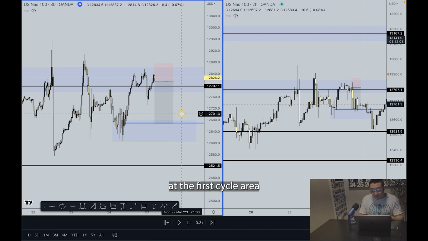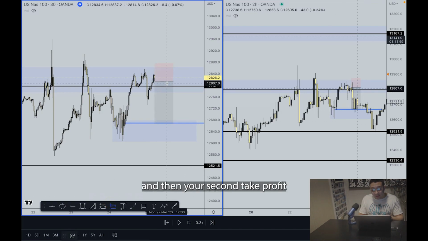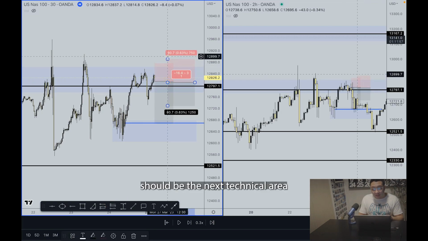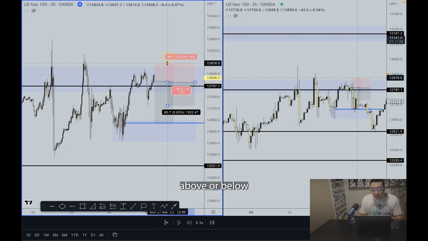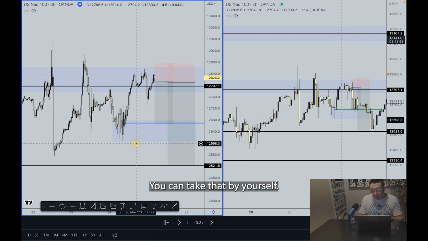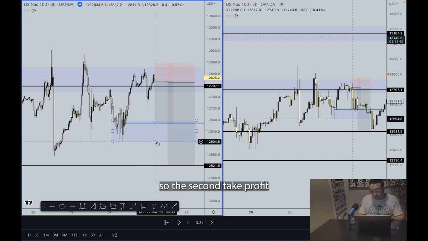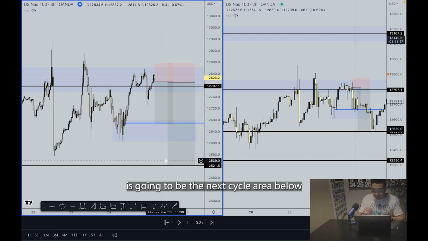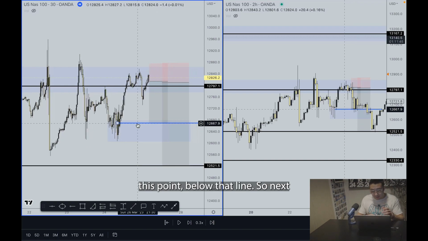But you should be looking at the first technical area, and then your second take profit should be the next technical area above or below that current point, depending if you're taking buys or sells. So in this instance, we're taking sells, so the second take profit is going to be the next technical area below this point, below that blue line.